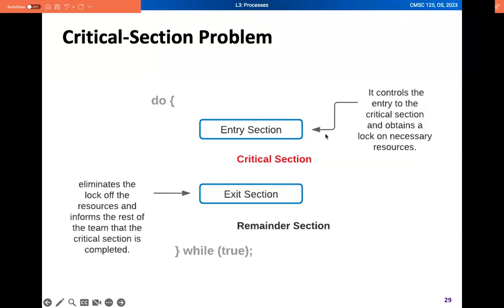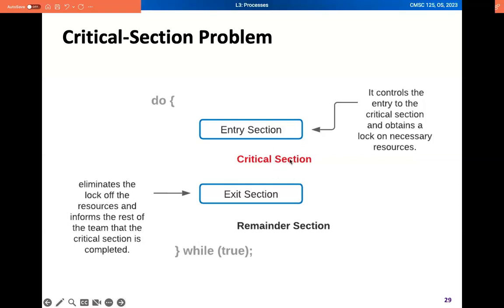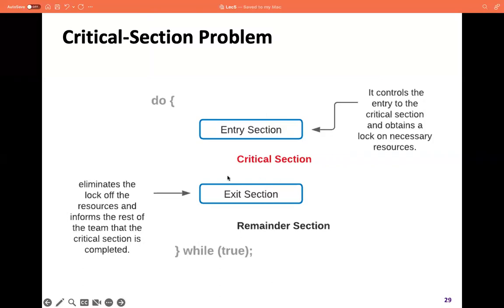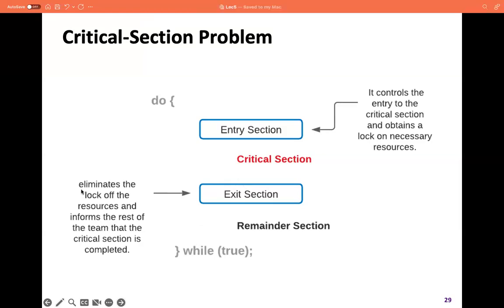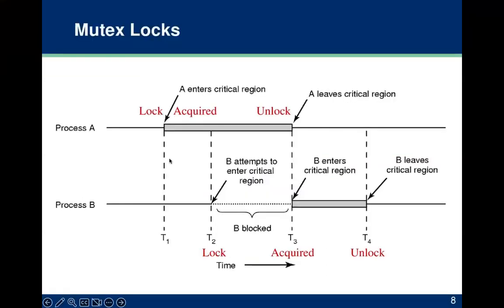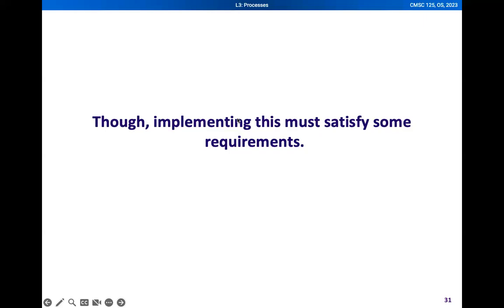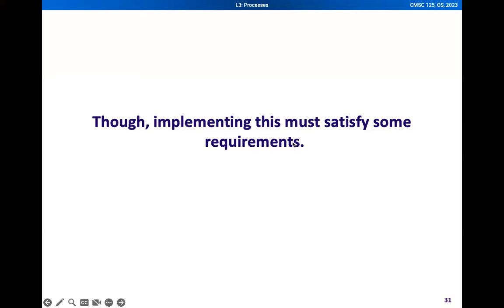Okay, so this is the entry section, wherein it controls the entry to the critical section and obtains a lock on the necessary resources. So once this is locked, no other process can execute in the critical section. And then once this is done, we go to the exit section and the lock of the resources is eliminated. Now our problem is to design a protocol that the processes can use to synchronize their activity so as to cooperatively share data.